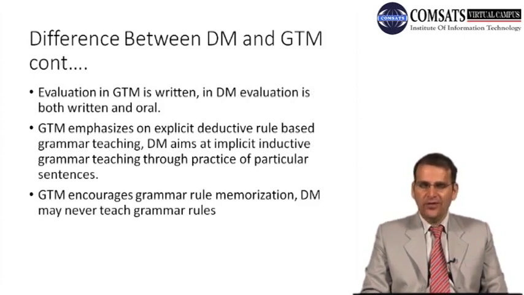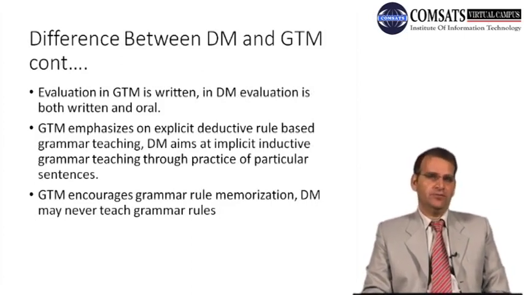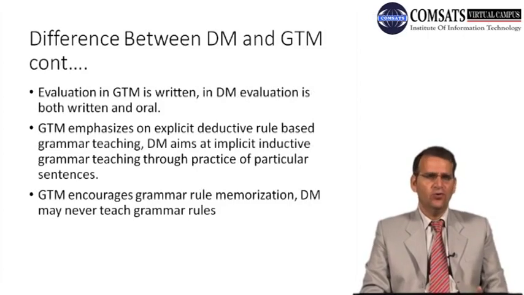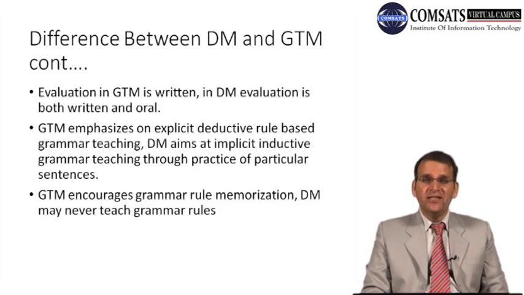The terms are new for you, okay? Explicit means clear, right? The rules are explicit, something which is visible. The opposite is implicit, for example implied meaning, something hidden, but explicit is something apparent, the rule which is given. Because I told you that in the deductive method, the rules are given explicitly, and the students are made to use those rules.